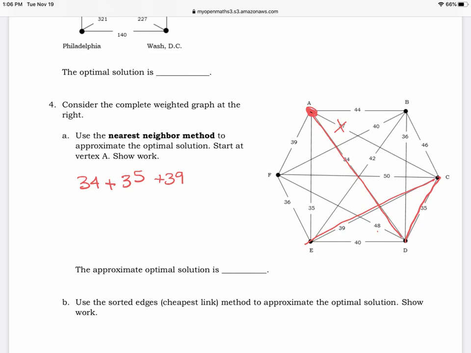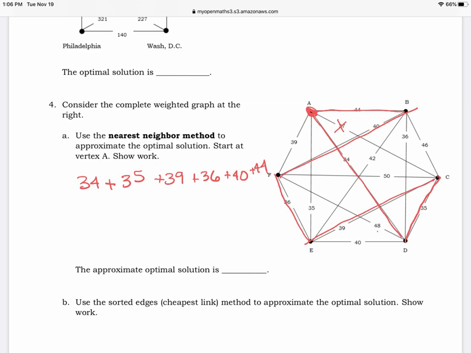And then from E, I can only go to F or D. I only have two choices. So at F, I have a choice of 36, and to B, I have a choice of 42. I can't go back to A because that would make a circuit and we're not ready. So we're going to go to F. So plus 36. And then clearly I have to go to B because that's the only vertex that has not been visited, and then I have to go back to A.